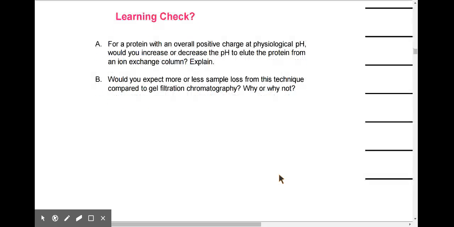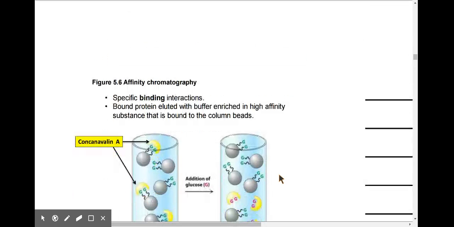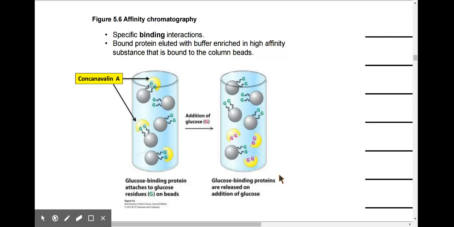So this technique is called affinity chromatography. And again, we have cellulose or synthetic beads, but this time they're covalently bonded not to just a positively or negatively charged functional group, but to a specific molecule. And that specific molecule, in this case glucose, has a binding affinity to our protein of interest. And in this column, our protein of interest is concanavalin A, which binds glucose very specifically.